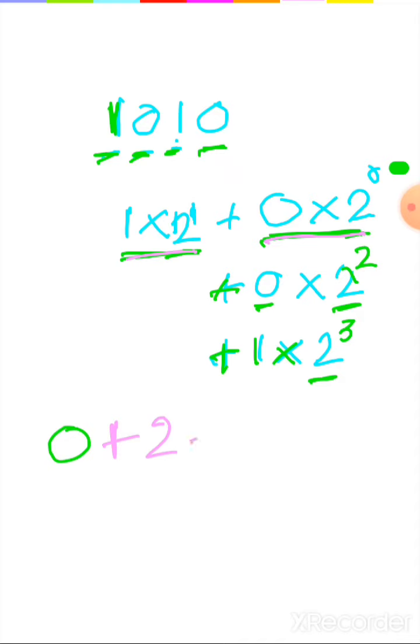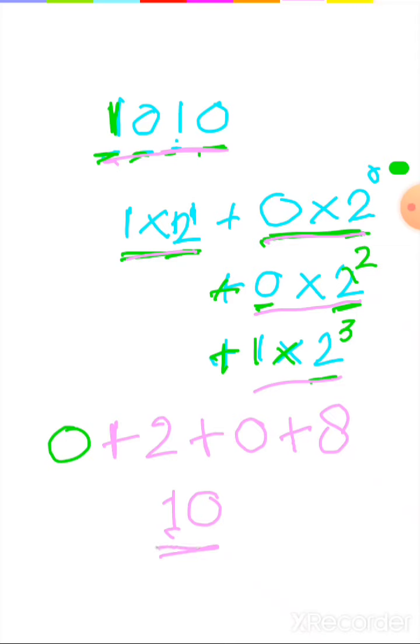Plus, we solve this expression. 2 raised to power 2 is equal to 4. 4 multiplied by 0 will result in 0. Plus this expression, 2 raised to power 3 is equal to 8. 8 multiplied by 1 is equal to 8. So we get 0 plus 2 plus 0 plus 8 is equal to 10. So the binary number 1010 in decimal is equal to 10. So we have converted a binary number into a decimal number.